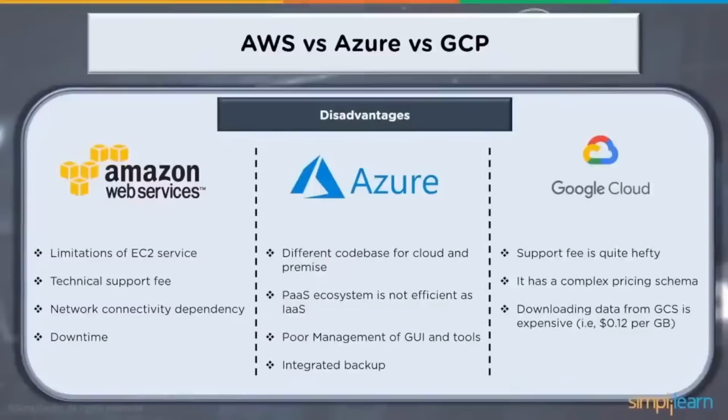It depends on what kind of solution or support you or your organization would be interested in. It has a complex pricing schema, although it has different use cases from which any user or any organization can benefit. Downloading data from Google Cloud services is an expensive option. Storage might not be. However, uploading data or downloading data would be an expensive option.